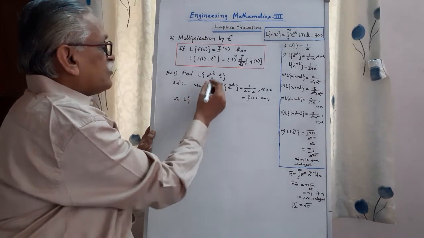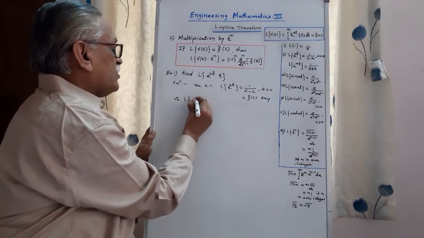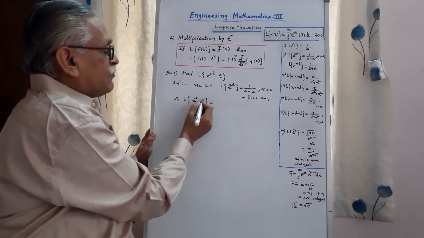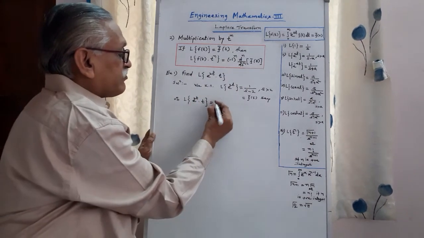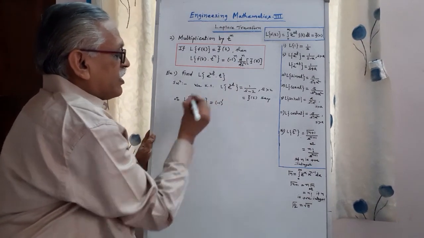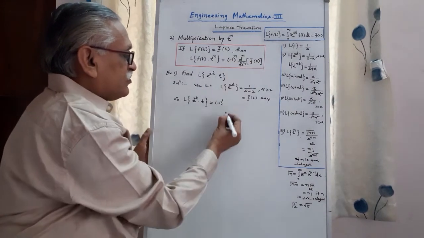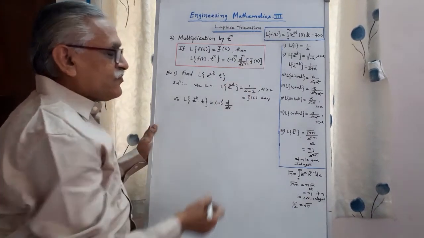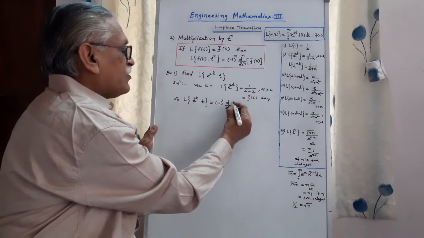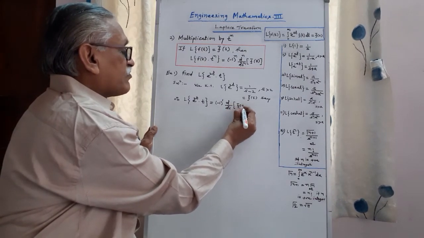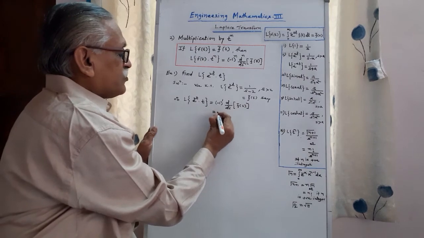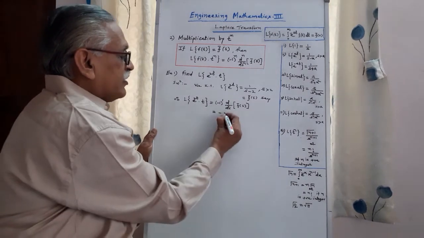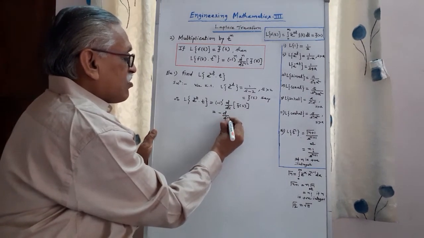Laplace transform of this e raised to 2t multiplied by t, where power of t is 1, therefore minus 1 raised to n, here n is 1, and nth derivative, here it is the first derivative d by ds, because n is 1, therefore it becomes first order derivative d by ds of f bar of s, and it is equal to minus 1 raised to 1, which is minus sign, d by ds of f bar of s.